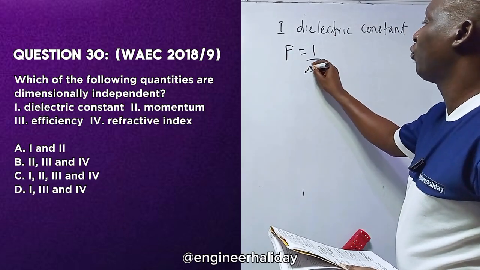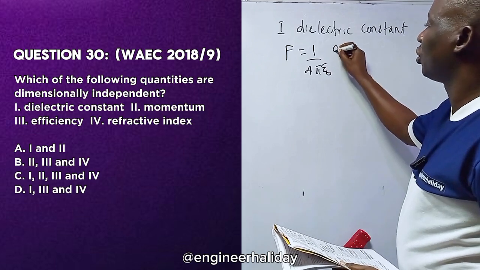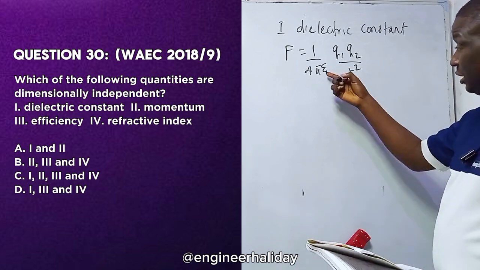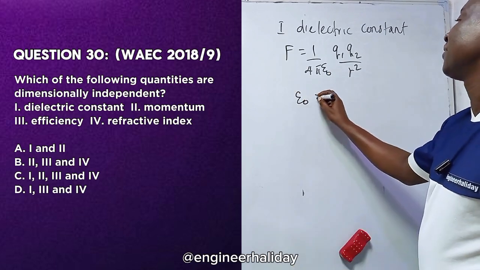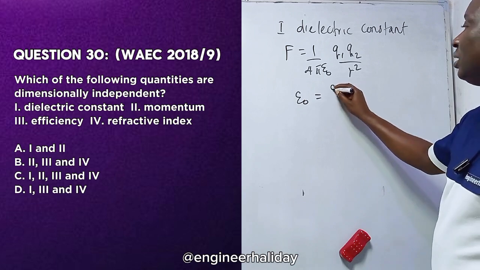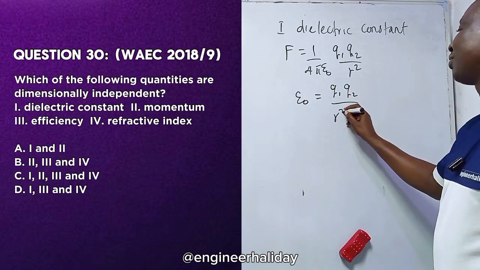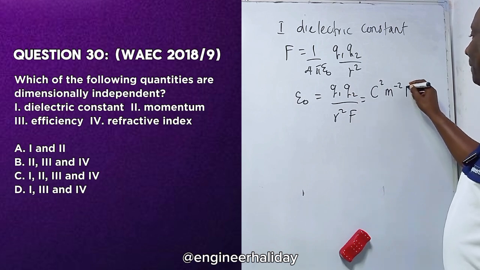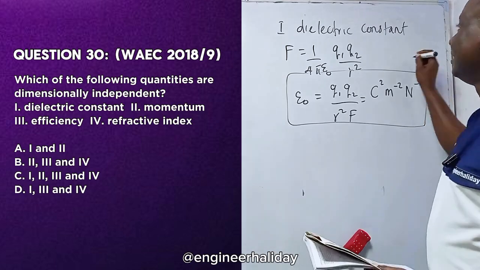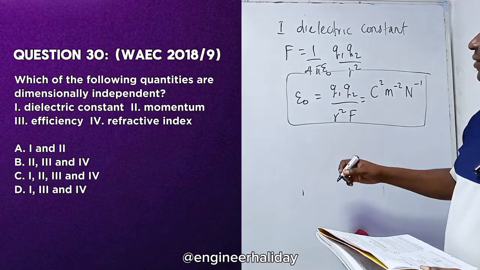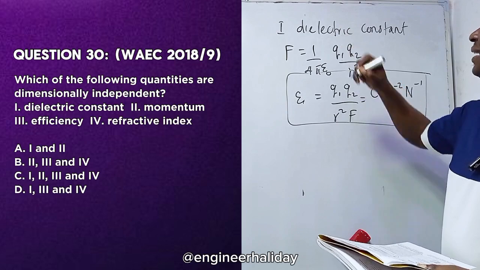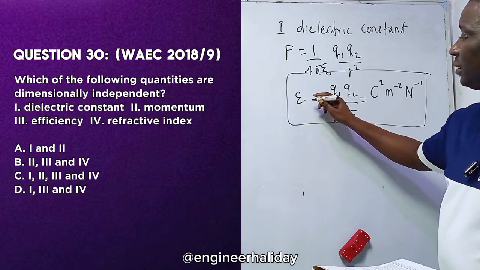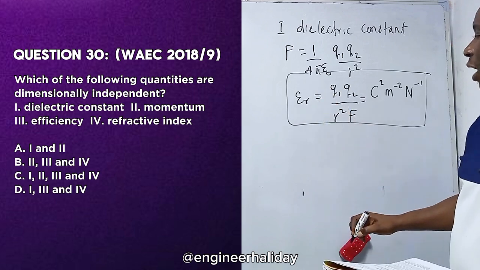F equals, from Coulomb's law, 1 over 4 pi epsilon naught times Q1, Q2 over R squared. This is the formula of Coulomb's law. Then if you make epsilon naught the subject of formula, what we are going to have is Q1, Q2 over R squared times F. So that means Coulomb square per meter per Newton is the unit of permittivity. Dielectric constant, you can put it as K or epsilon R.